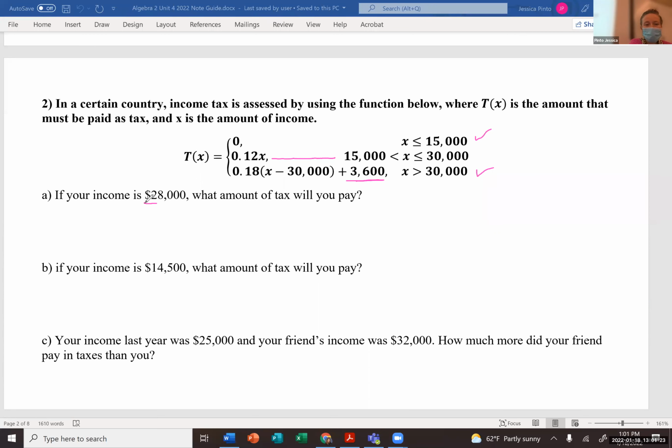Okay, so if your income is 28,000, what amount of tax will you pay? So the equation here says it's 12%, and it's going to be 12% of the whole thing. It doesn't have the x minus 15,000. So that means it's just going to be 28,000 on the whole amount, times 0.12. And you're going to get your answer there.